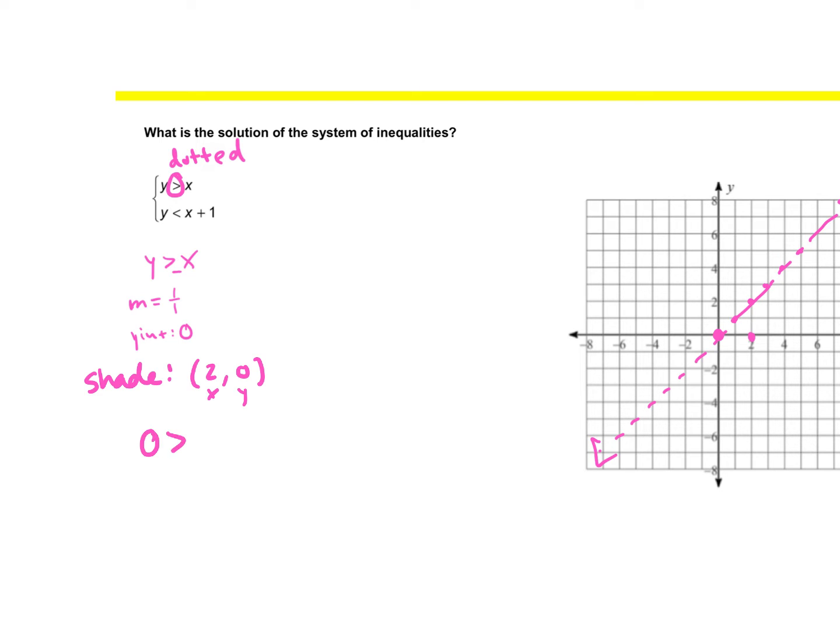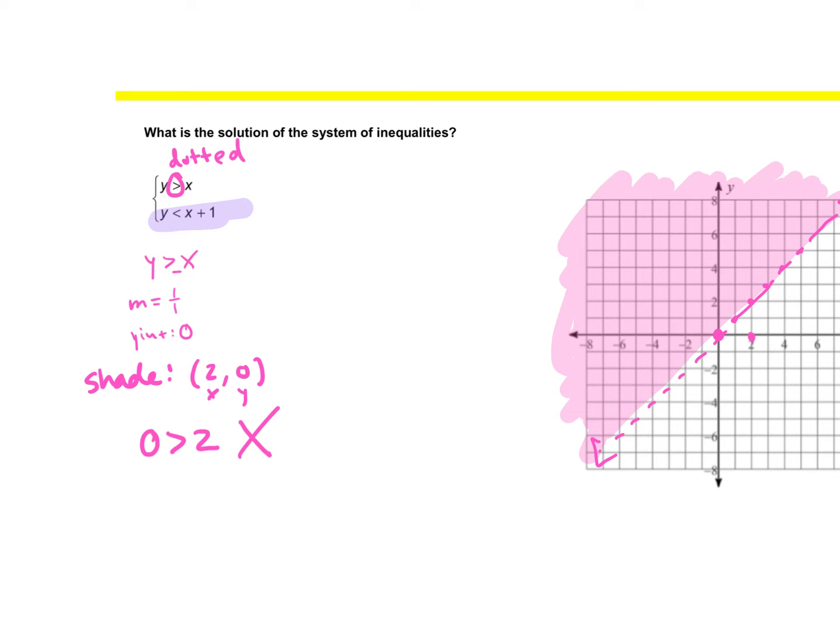So I have 0 is greater than 2. Is this true? No. So am I going to shade where 2, 0 is or where it's not? It's not true, so I shade where it's not. So that would be over here. Any questions on the first part?